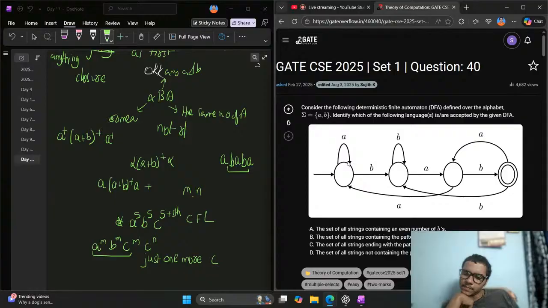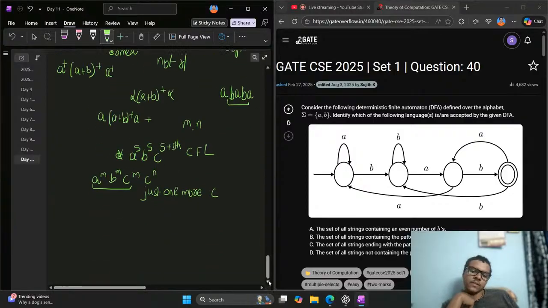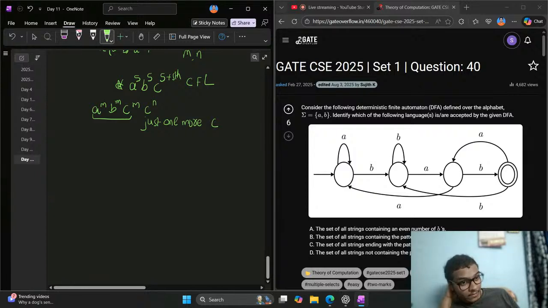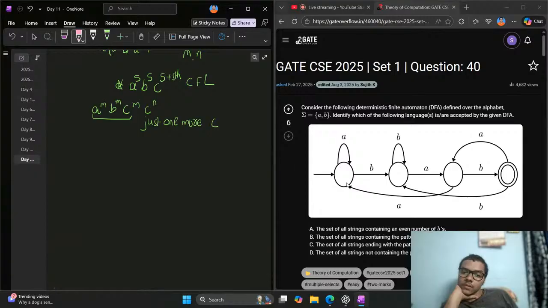DFA. Okay, we should be able to do this since it is an easy one, and I studied transition states a lot today. The set of all strings containing an even number of b's. So let's do a run. It can contain a and b, and b's, and a.